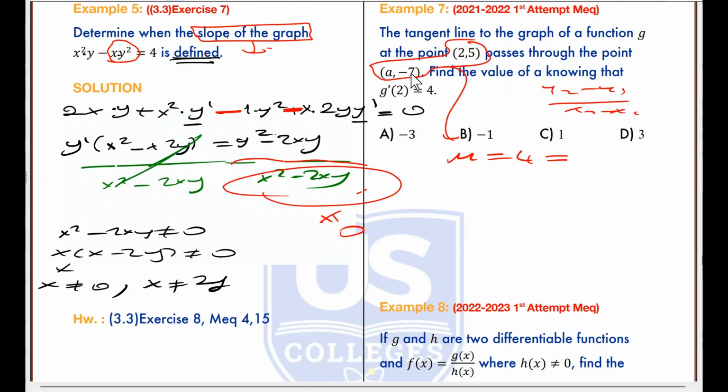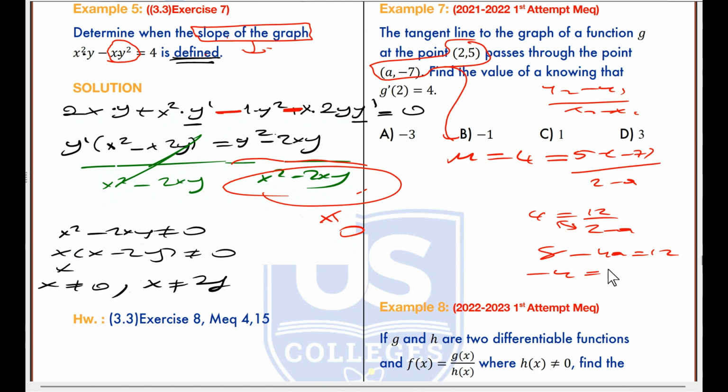So 5 minus minus 7 divided by 2 minus a. So 4 equals 5 minus minus 7 is 12, over 2 minus a. Cross multiply: 8 minus 4 times 2, 8, 4 times a, 4a equals 12. 12 to the left, negative 4, negative 4a to the right, 4a, divide both sides by negative 4, a will be negative 1, so it is b.